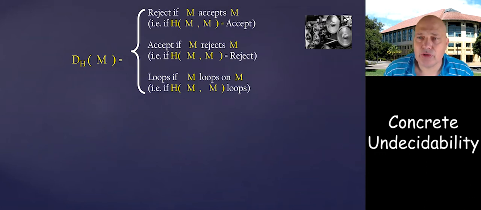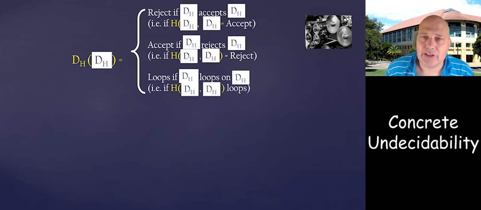And now we have three possibilities of what can happen when we look at D_H on any machine M. It's going to reject if M accepts M, because H of M, M is accept, therefore D_H of M is going to reject. We output the opposite. It's going to accept if M rejects M for similar reasons. But now we have a third option. It can loop if M loops on M. Because if it simulates H of M, M and it loops, the simulation doesn't end, and therefore D_H doesn't output anything. Now let's see again what happens when you plug in D_H for M.